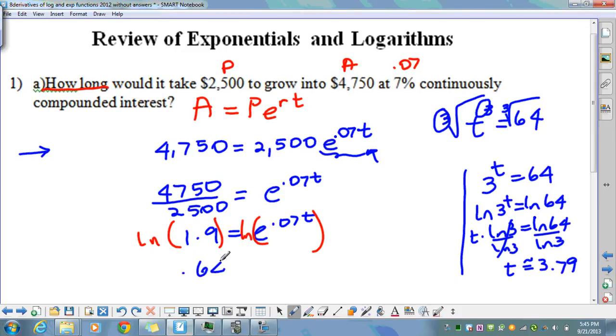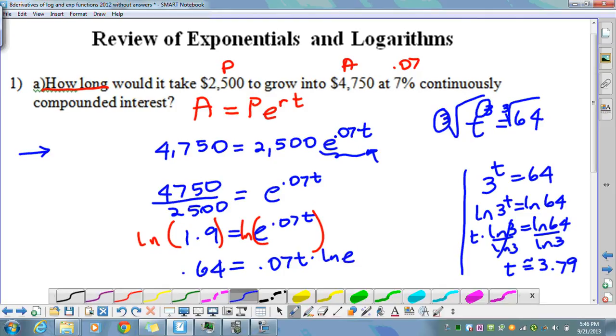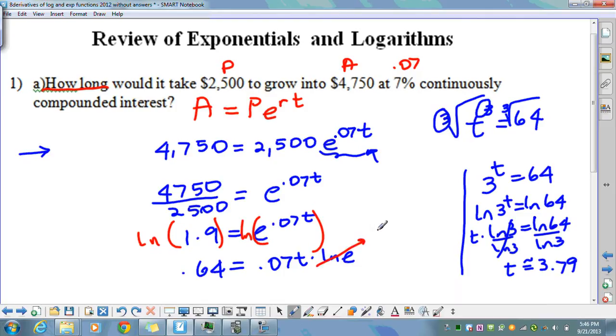0.64, and on the right-hand side I can simplify using property number 3. You can bring that power down, right? That was r in the property, so here our r is 0.07t times natural log of e. And what do we know about natural log of e? As we reviewed in the previous slide, it is 1. And now it should be very easy to solve for t. Just divide both sides by 0.07.